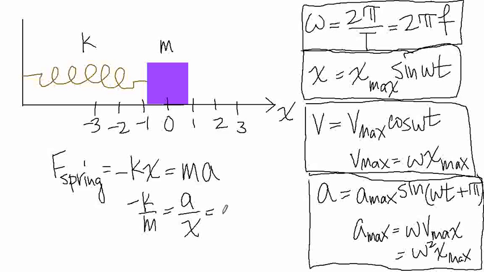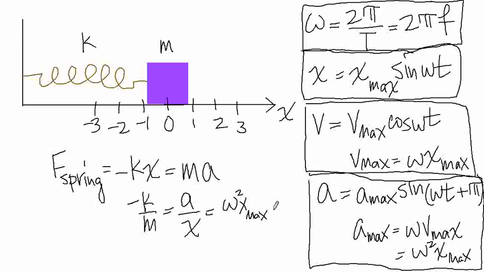So the acceleration is equal to a max times a sine function. Let me do the following. Let me replace a max with omega squared x max.